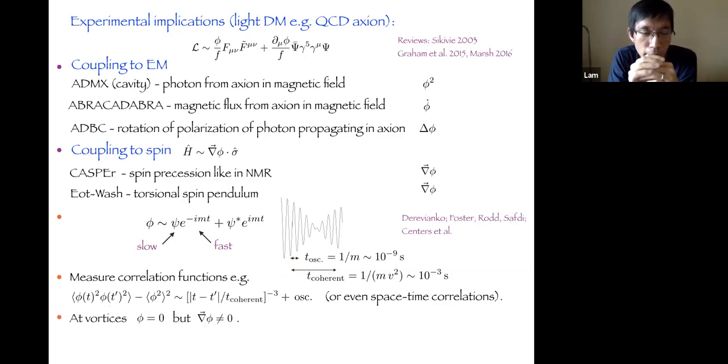The second point I want to make, which is sort of interesting, is about vortices. Those are places where phi actually vanishes, right? So for some of these experiments, at the location of a vortex, the signal actually goes to 0. But for some of these other experiments, because they are sensitive to the gradient of phi, even at the vortex, the signal actually does not vanish. So exactly what signal you see is different in different kinds of detection experiments when you encounter a vortex.